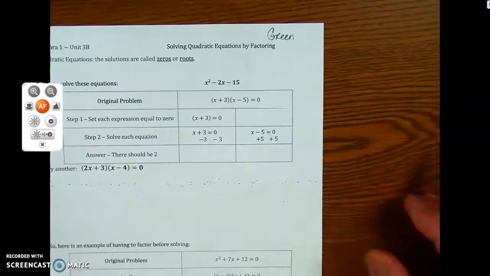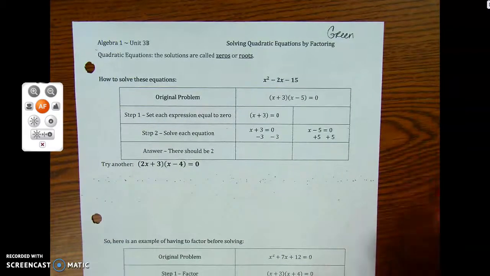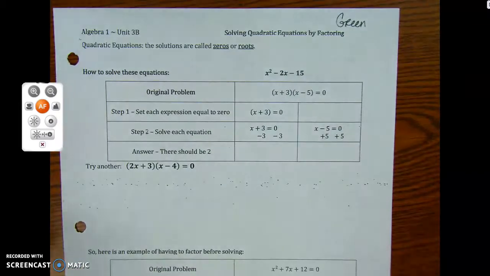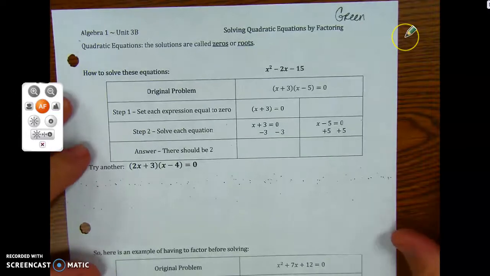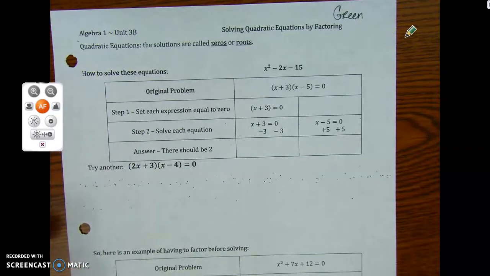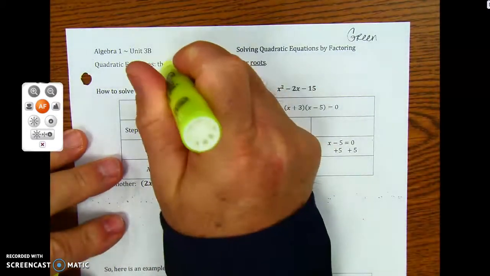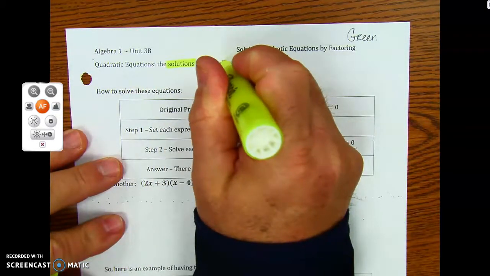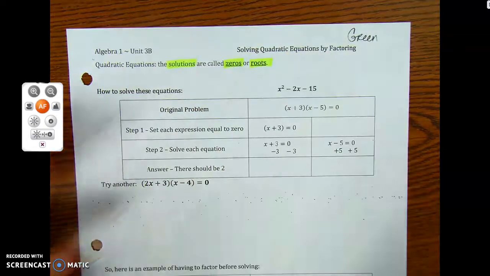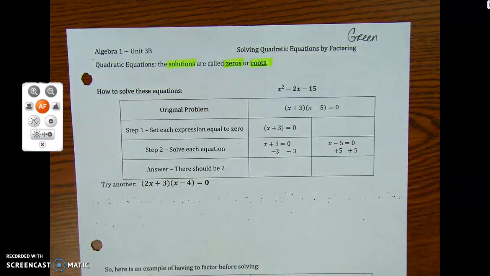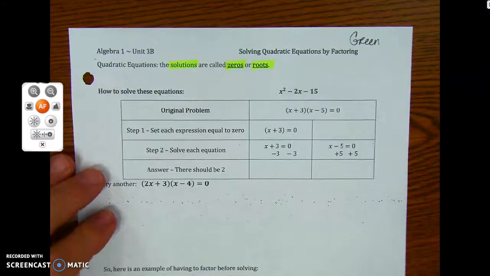Algebra 1. We are doing the green notes. So, get those out. These three words all mean the same thing. So, do not get confused when you hear those three words. They all mean the same thing.